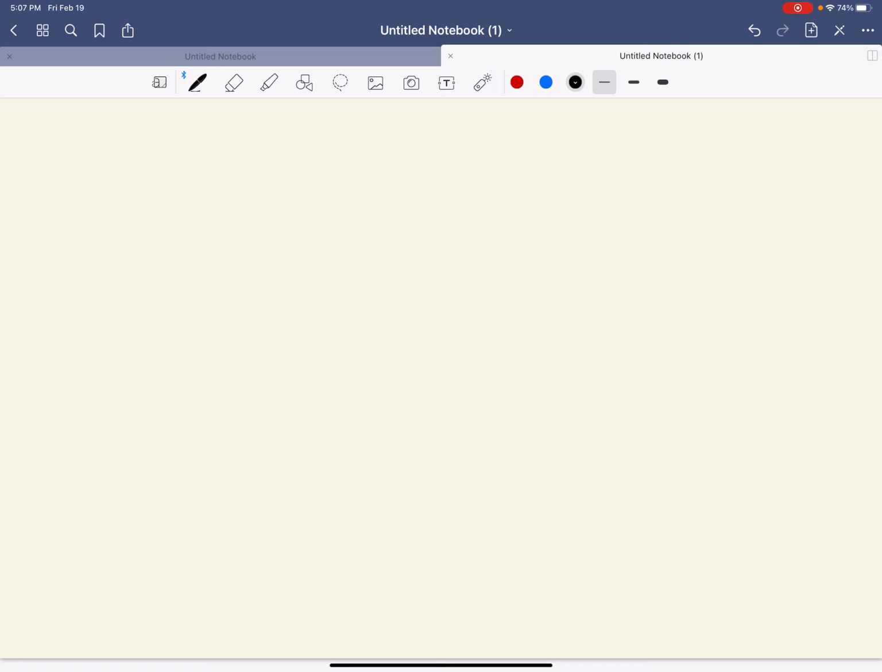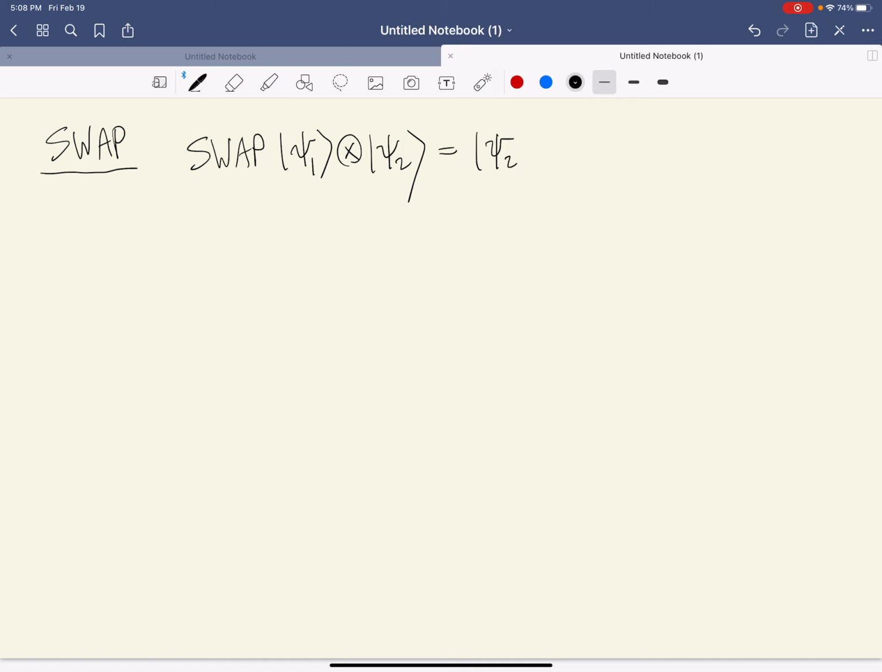Okay, so the other interesting 2-bit operation is the swap operation. It literally swaps or interchanges the state of the 2 qubits. So I give you this tensor product of the 2 qubit states, and the result is that the contents of the states are interchanged between the 2 qubits like this.